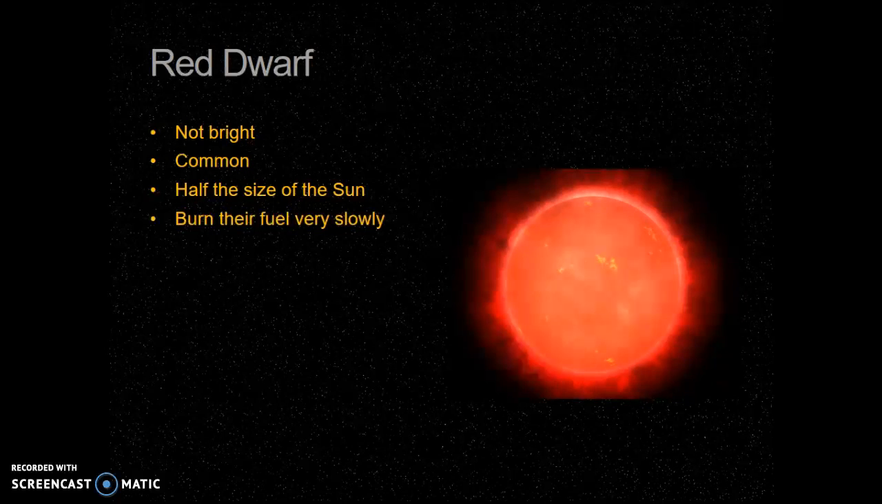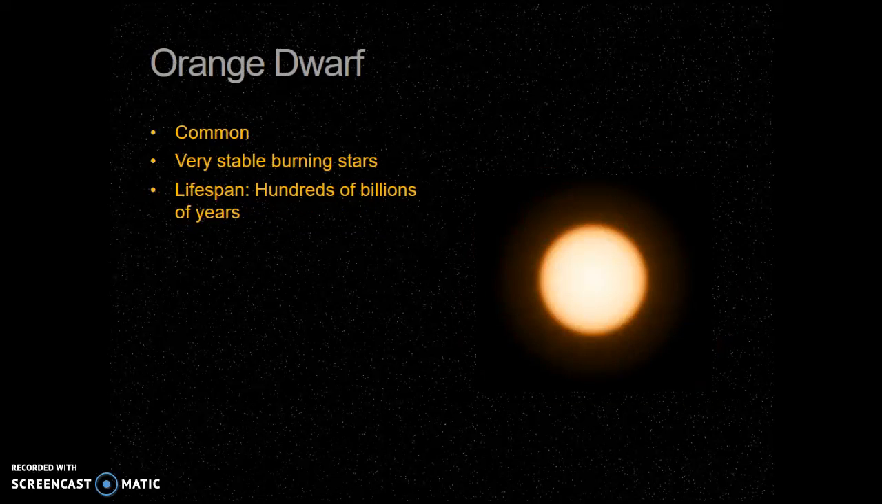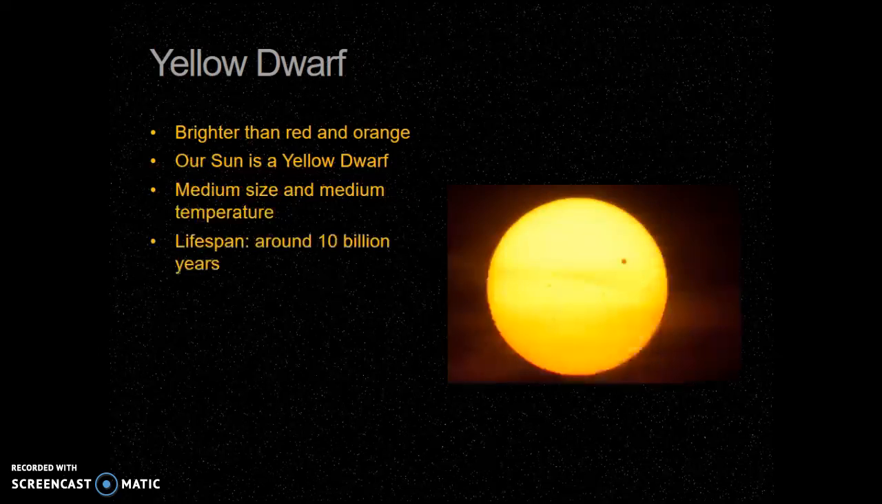There's the red dwarf, very simple, not bright. They're very common. They're small, and they burn slowly. Orange dwarf, again, they're very common. They are stable, and they can survive for hundreds of billions of years. The yellow dwarf, which is the sun, is a very average star.